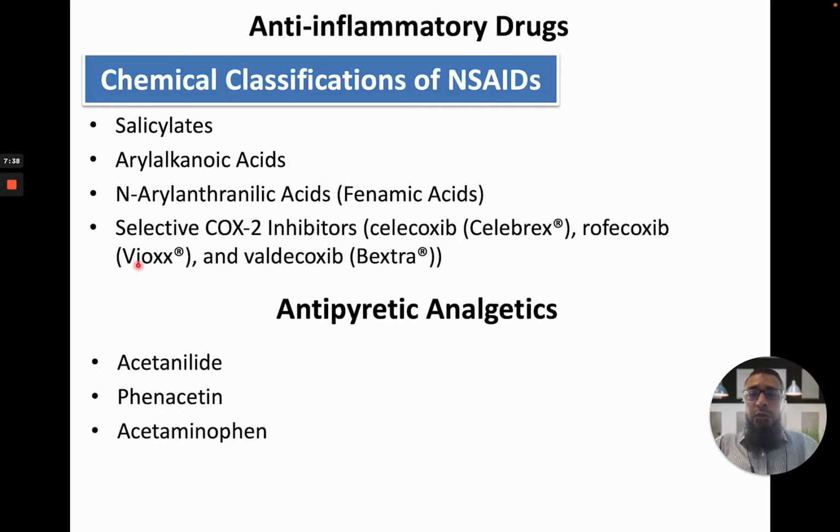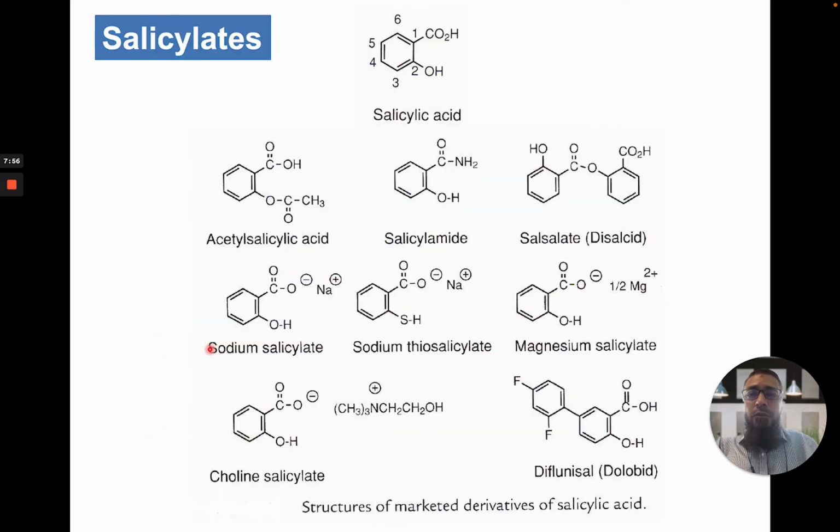First we will come to the salicylate, and then we will see some examples of the aryl-alkanoic acid, and then the aryl-anthranilic acid, and then come to the selective COX-2 inhibitors, and then some examples of the COX-3 inhibitor. So this is the salicylate. You can see this is the salicylic acid, and these are the derivatives of the salicylic acid.